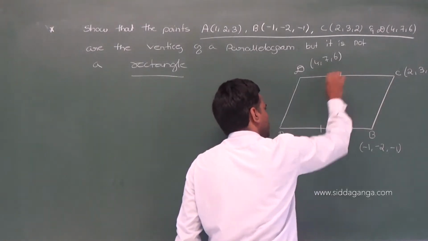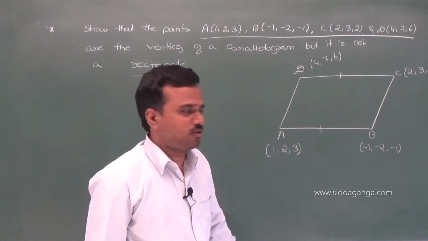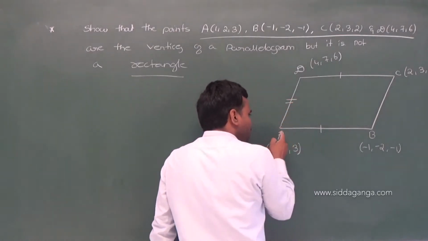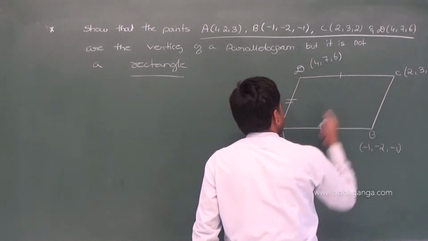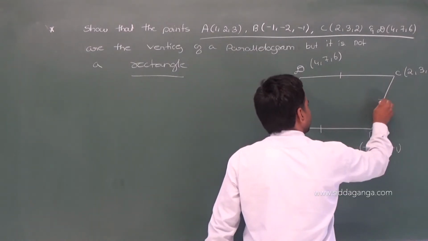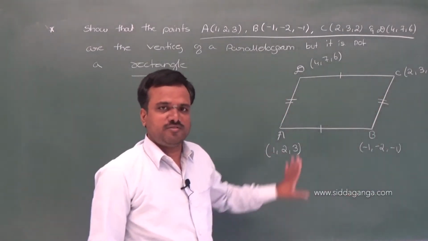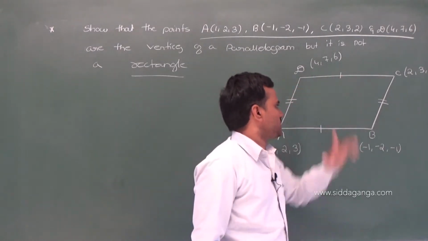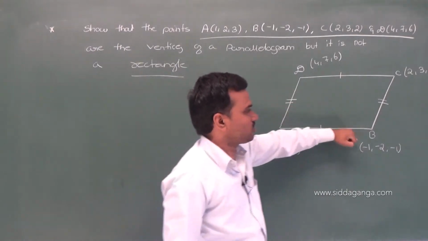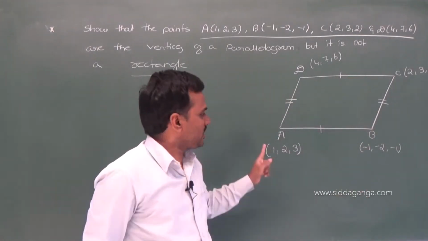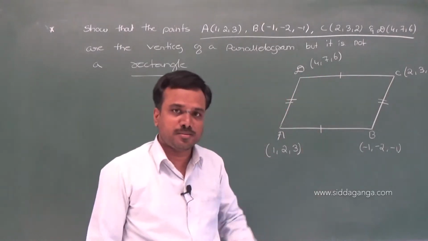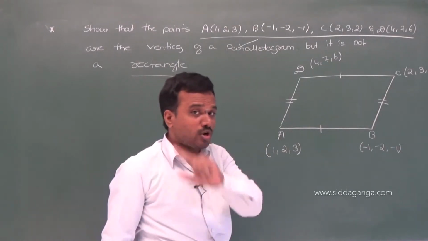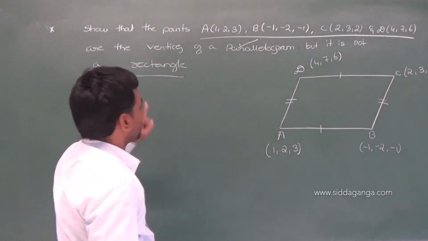So to prove it is a parallelogram, what we do? Opposite sides are equal, correct? Using the distance formula, we prove opposite sides are equal. That means AB is equal to DC, AD is equal to what? BC. This is first one. If this condition satisfies, means distance AB is equal to distance DC and distance AD is equal to distance BC, then ABCD is a parallelogram. First condition over. One more condition is there, but it is not a rectangle.